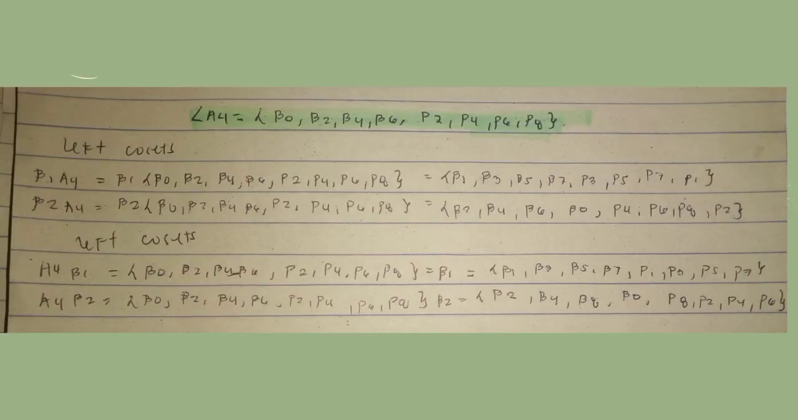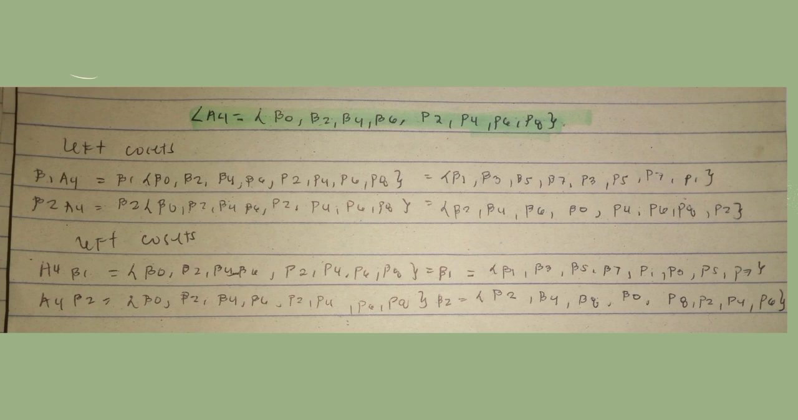Next, we have a sub 4. So on the left coset, we have b sub 1 multiplied by a sub 4. So b sub 1 contains b sub 0, b sub 2, b sub 4, b sub 6, p sub 2, p sub 4, p sub 6, and p sub 8. So we will get b sub 1, b sub 3, b sub 5, p sub 7, p sub 3, p sub 5, p sub 7, and p sub 1.